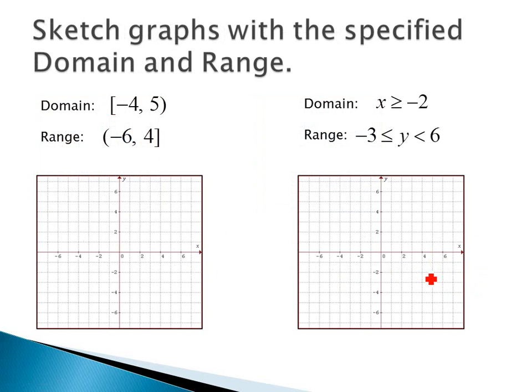Okay, so now we're going to try to sketch it based on the domain. So this first one, I want to go from -4 to 5. You could think of this as, okay, I've got a solid dot. I'm going to go out to an open dot, and I want to go everywhere in between. That's where my x's are going to go. For the y's, my lowest point is -6, which was open, up to 4, which is closed. I want everything in between.